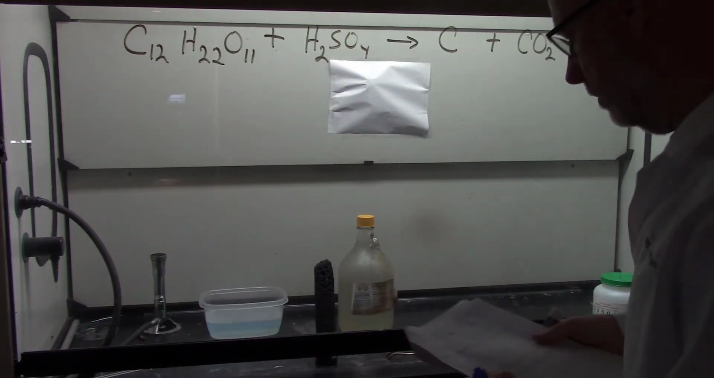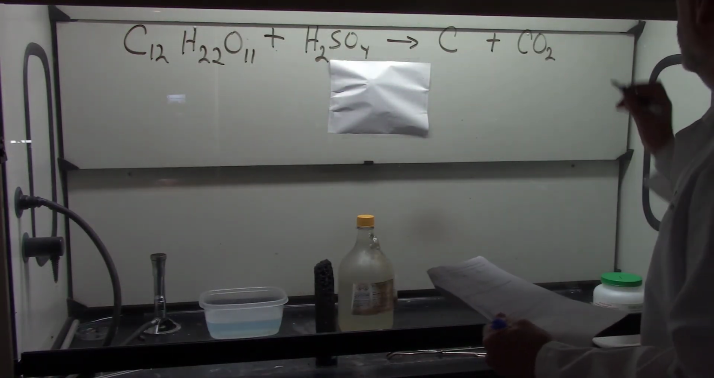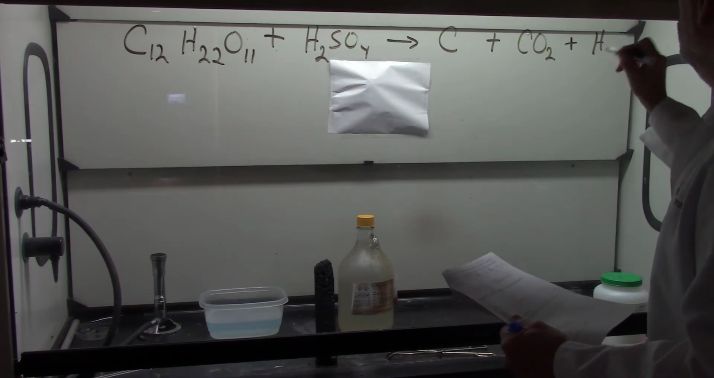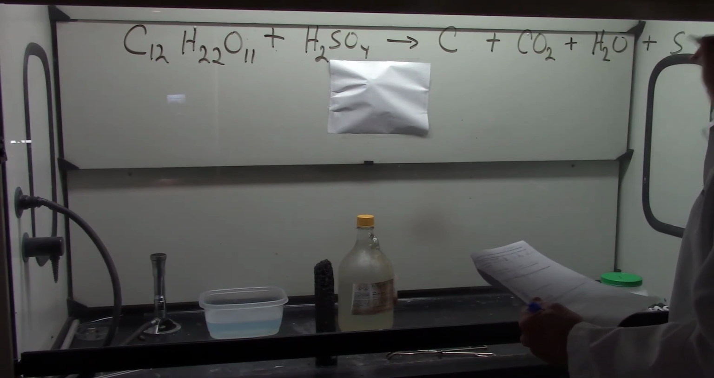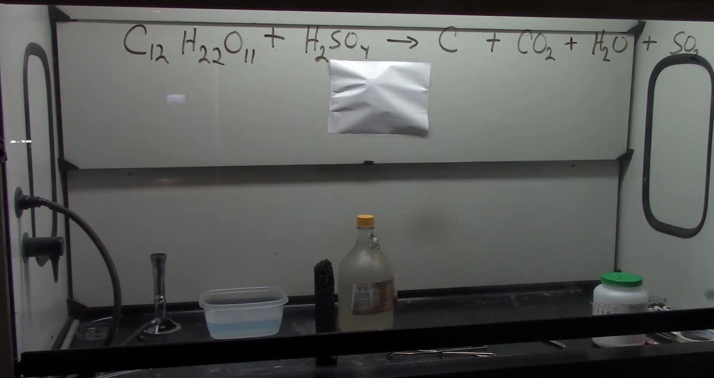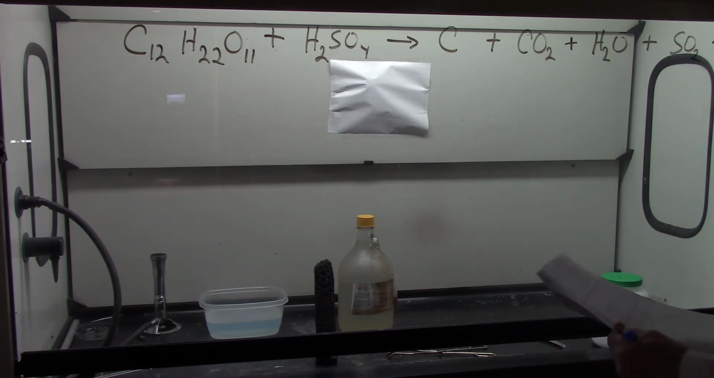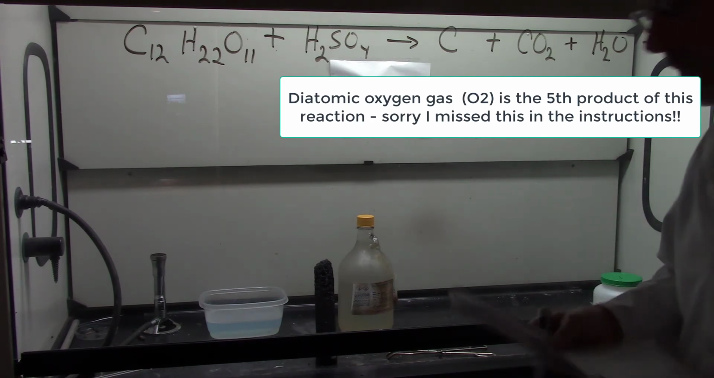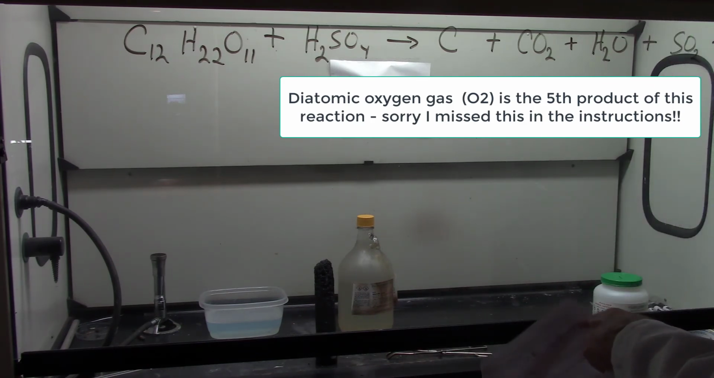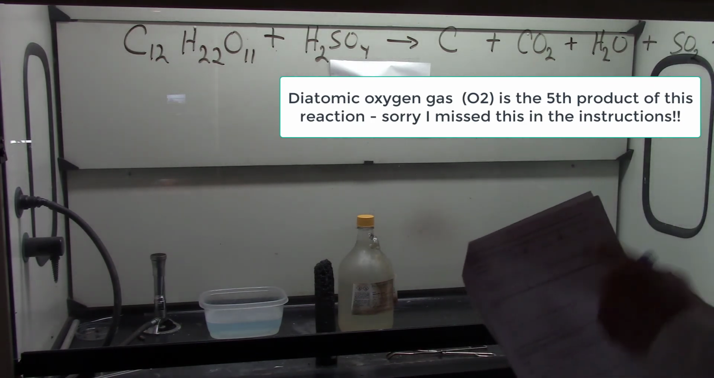Let's see. I'll put them in order here. It also makes water, H2O, and sulfur dioxide, SO2, which is named sulfur dioxide, indicating that it's a molecular compound, and it also makes oxygen. And that is something that I forgot. I did not add this to your worksheet, so if you could please add oxygen.